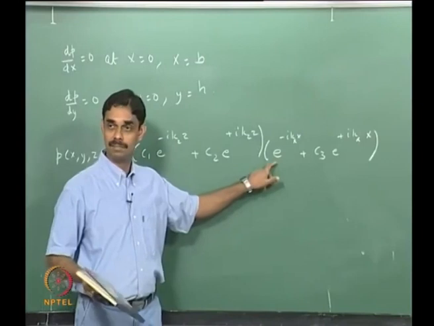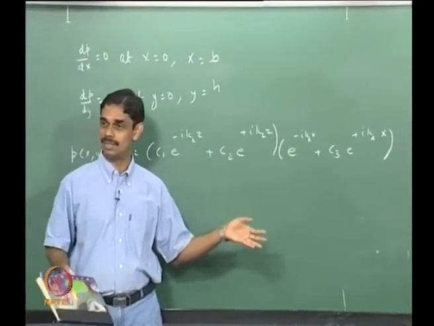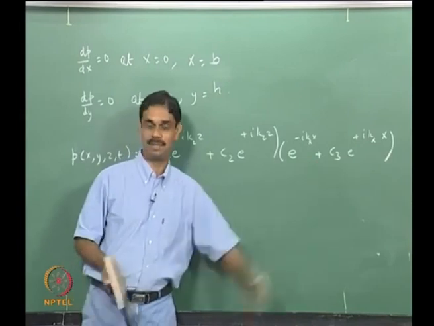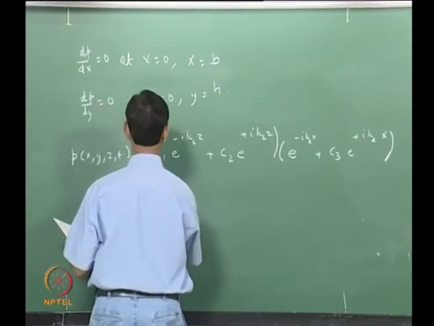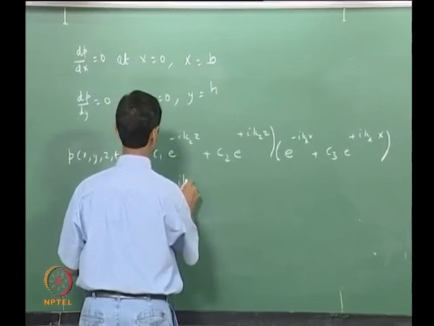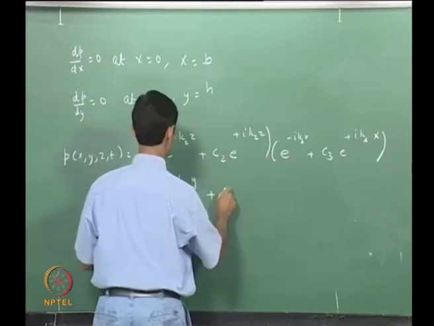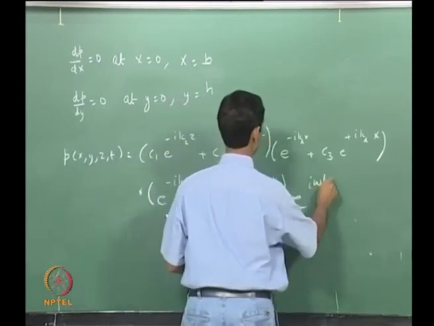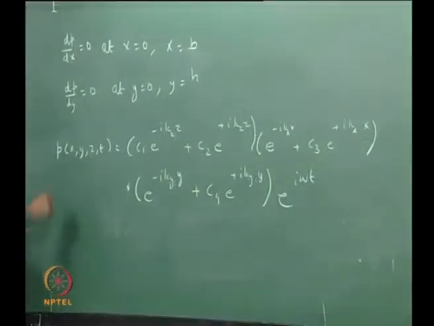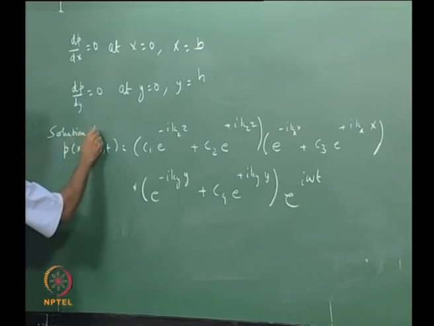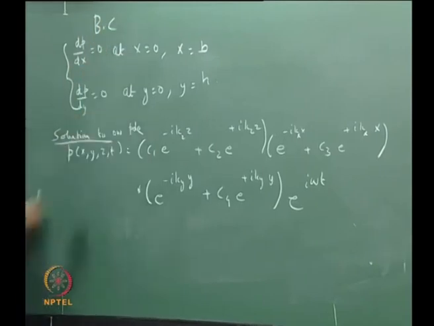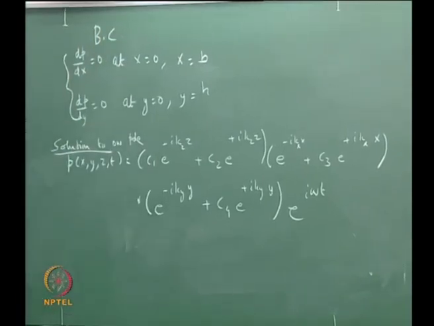So there should be a constant here, but it is a linear problem, so I will never recover all the constants. If I had C3 and C4, I can divide throughout by C4 and rewrite this. So this would be the solution to our PDE, and this is the boundary condition. Okay, I'll pause for a minute.